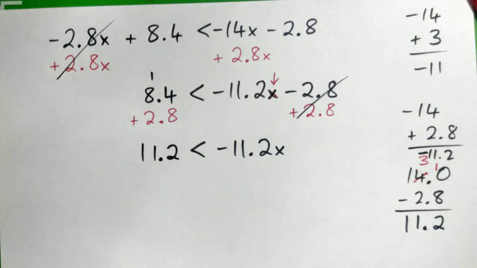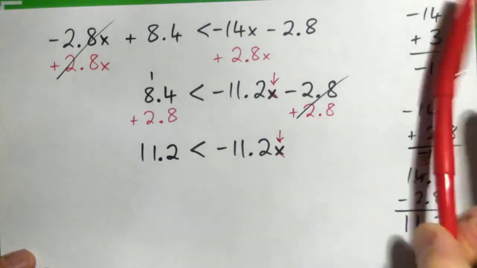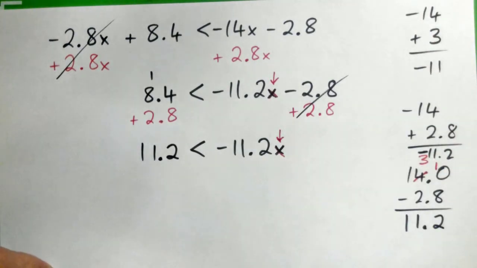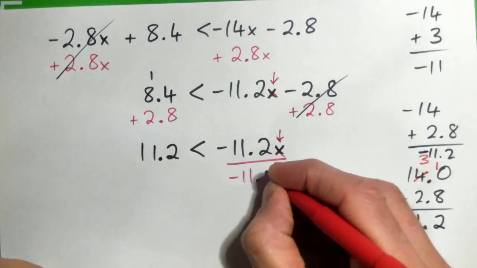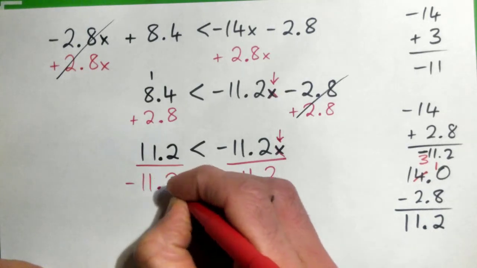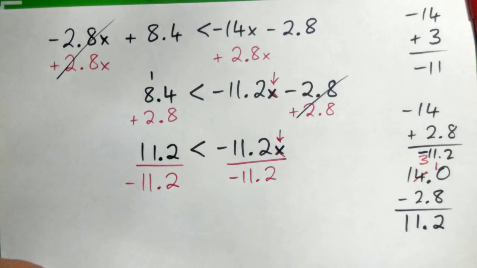Okay, so now it's a negative 11.2 times x here. And I'd like to isolate that x, wouldn't I? So how do I undo multiplying by negative 11.2? Divide by negative 11.2 on both sides. So. Okay. So what's 11.2 over negative 11.2?